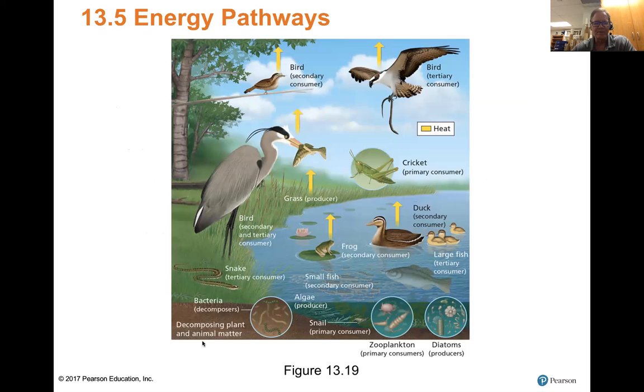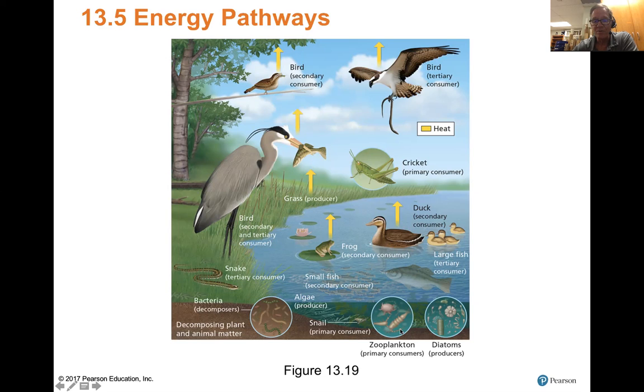So here's a typical ecosystem where you have a tertiary consumer, it's like a hawk or an eagle or something. You have other birds that are secondary consumers. Secondary and tertiary consumers eat both the grass and fish. In this case, crickets are primary consumers. Ducks are secondaries. Frogs are secondaries. Algae are producers. Here's your bacteria, which are the decomposers.